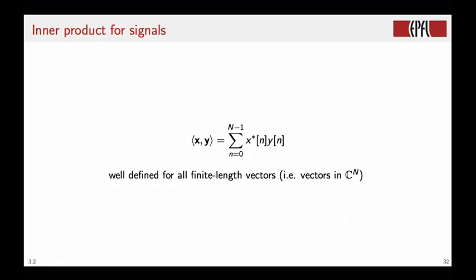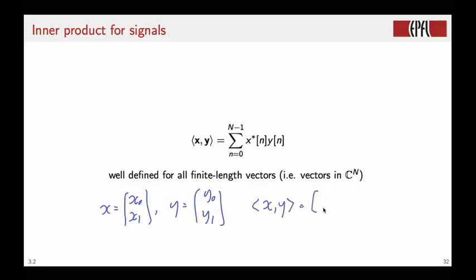So this is also sometimes called a scalar product in C^N. Or to make a very little example, if I have two vectors, x is x0, x1, y would be y0, y1, then the inner product is simply the scalar product x0 star, x1 star, times y0, y1. Okay? This is exactly the formula up there for N equal to 2.